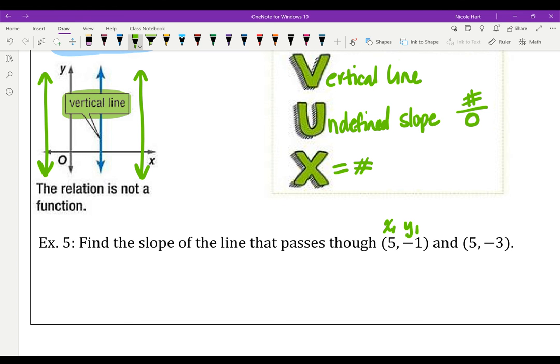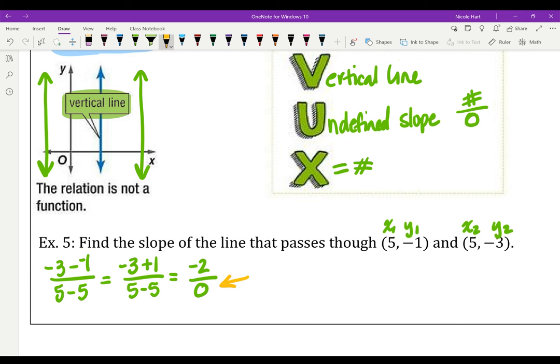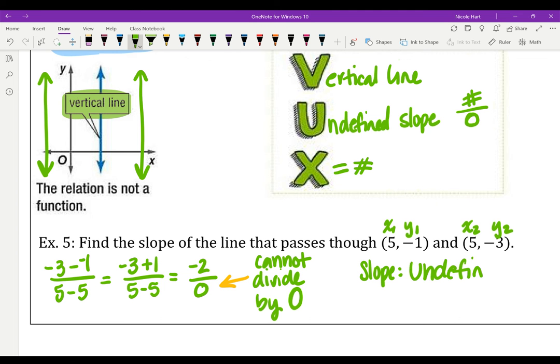Okay. We have a point here at 5, -1, and 5, -3. I'm going to make our x1, y1, x2, y2, and plug this into our formula. So we have -3 minus our y1, which is -1, over 5 minus 5. -3 minus a -1 turns into -3 plus 1 over 5 minus 5. -3 plus 1 is -2, and 5 minus 5 is 0. We cannot divide by 0. If you try to do this in your calculator, you will get an error message. That is a big red flag. We cannot divide by 0. And so our slope is what we call undefined. Undefined.